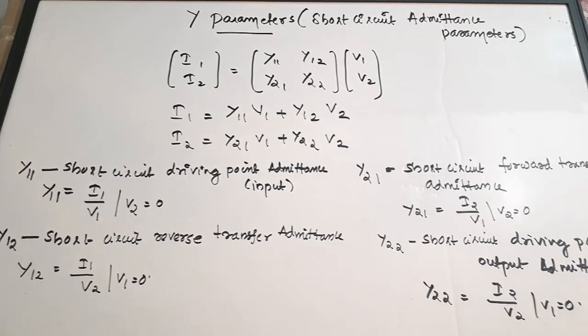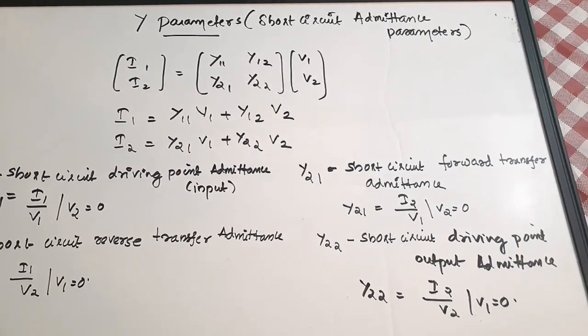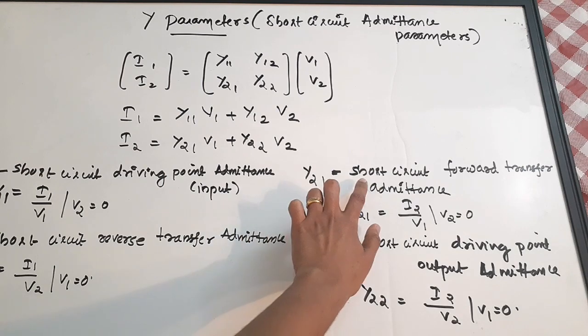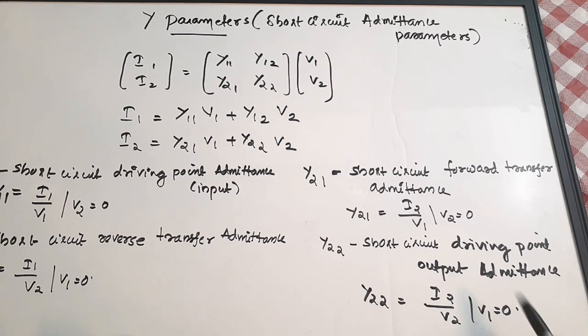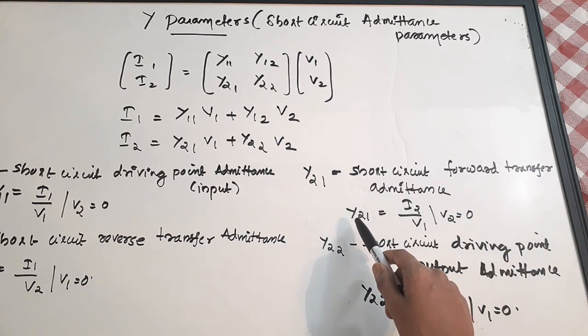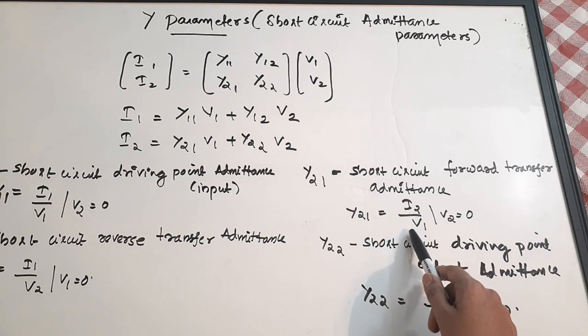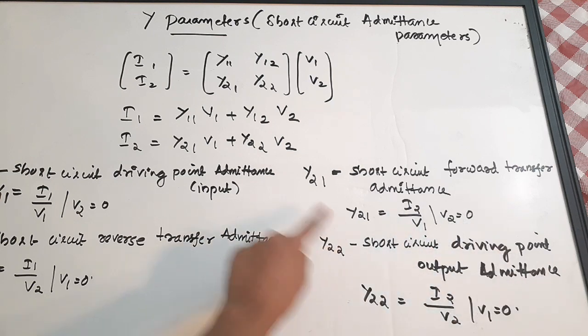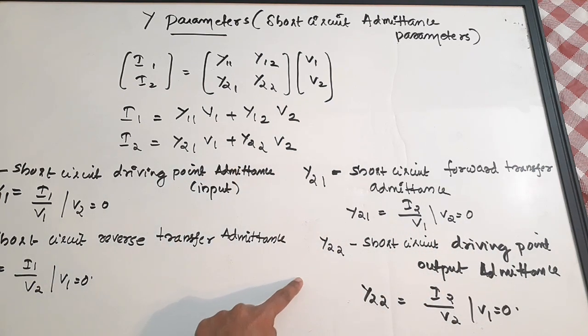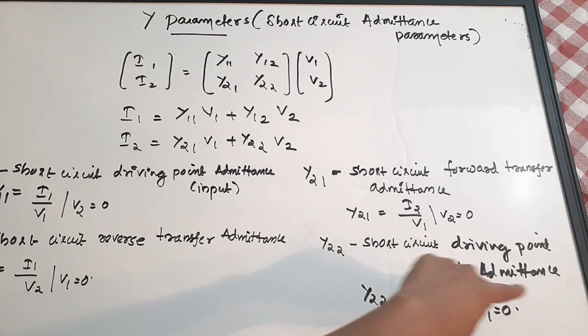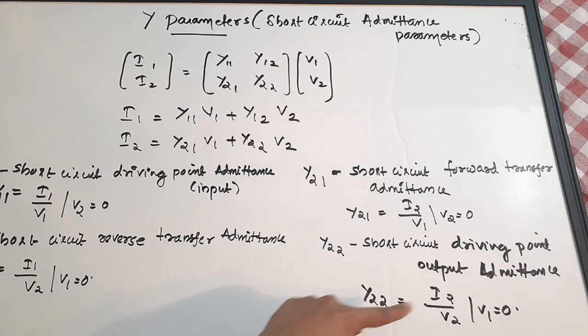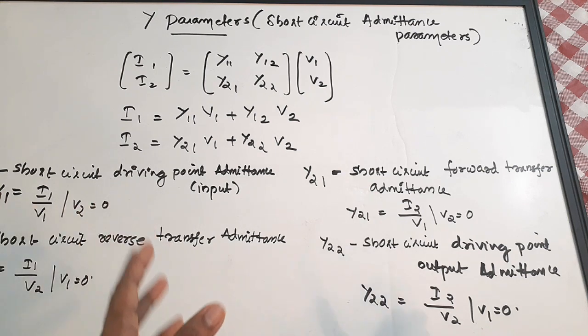Then the next two parameters. Y21 is called short circuit forward transfer admittance. Y12 was reverse transfer; this is forward transfer admittance Y21, that is I2 by V1, where V2 equals 0. This also you can write from the main equation. The last one is Y22, which is the output admittance. Short circuit driving point output admittance Y22 equals I2 by V2, where V1 is equal to 0. So these are the equations for Y11, Y12, Y21 and Y22.